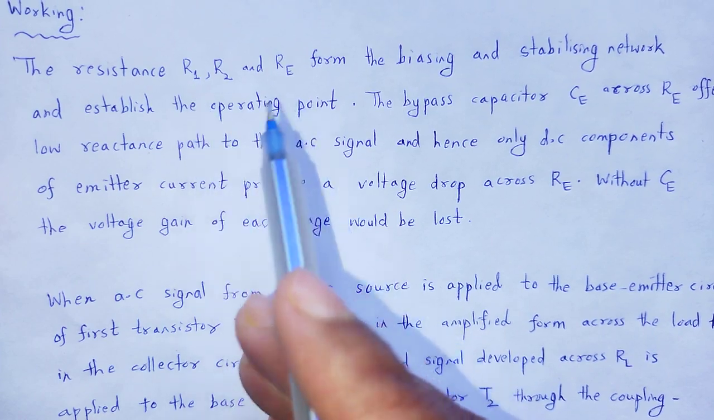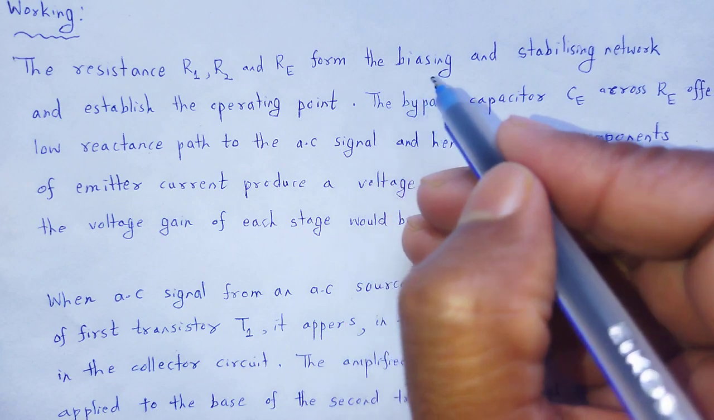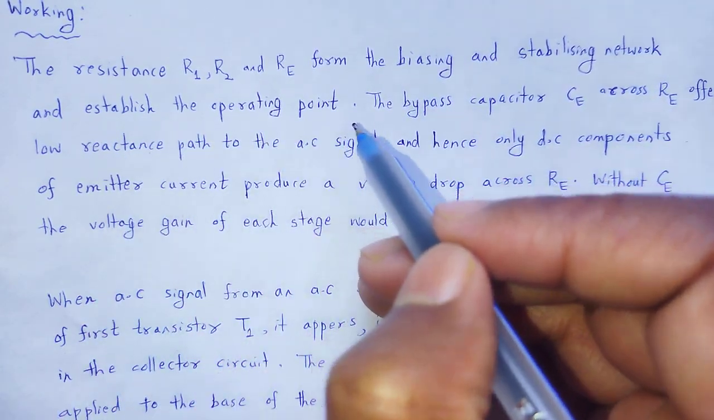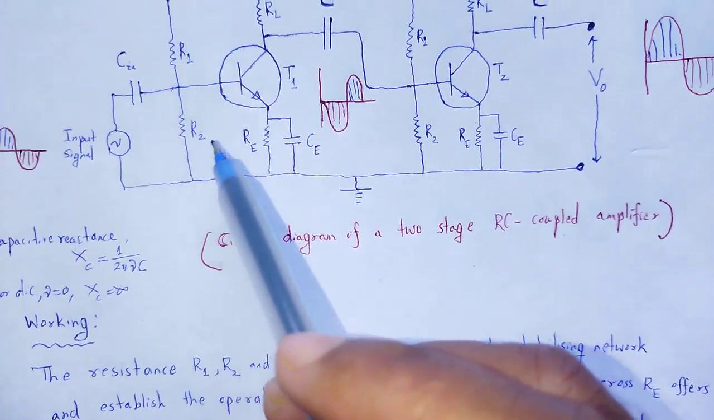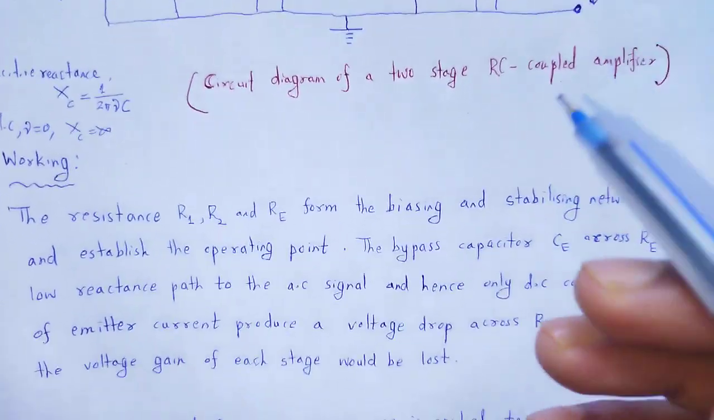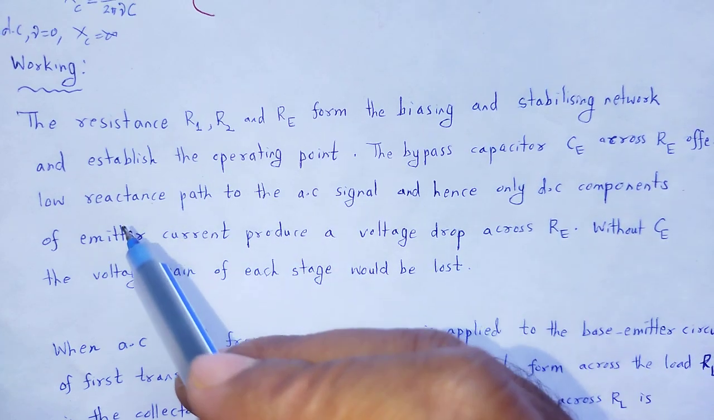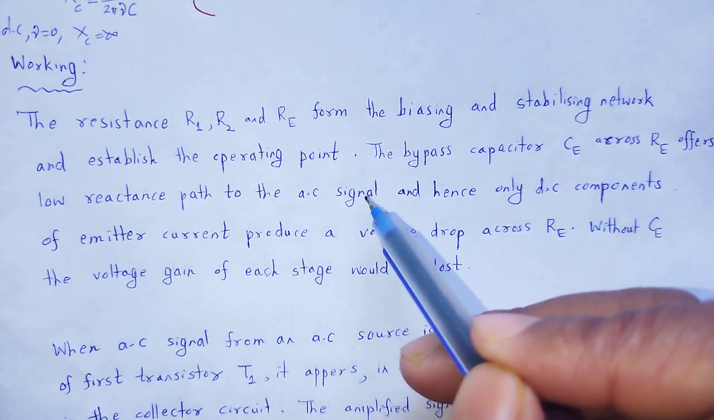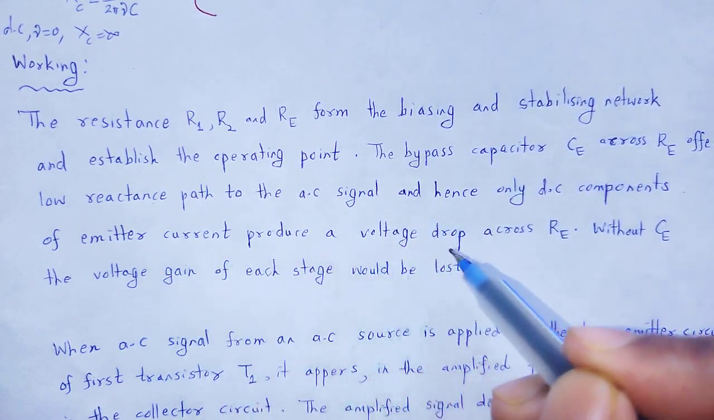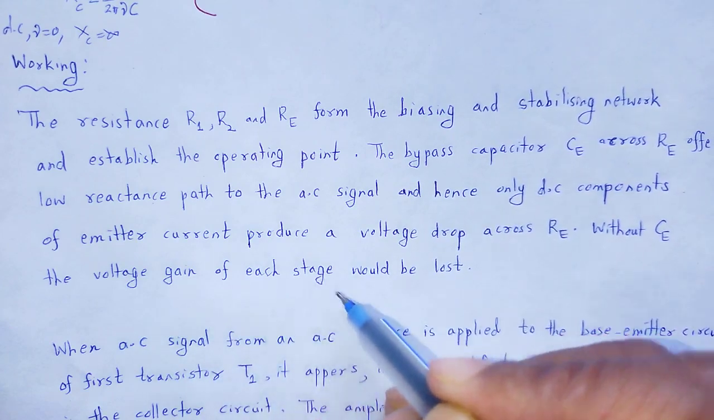The resistances R1, R2 and Re form the biasing and stabilizing network and establish the operating point. Here R1, R2, Re are for transistor T2. The bypass capacitor Ce across Re offers a low reactance path to the AC signal, and hence only DC components of emitter current produce a voltage drop across Re. Without Ce, the voltage gain of each stage would be lost.